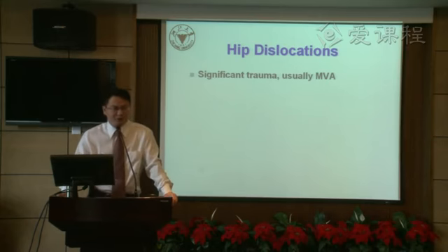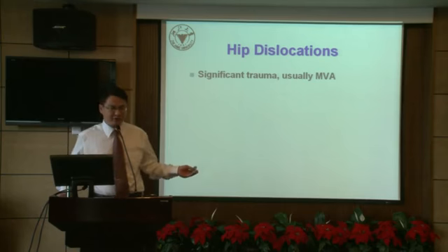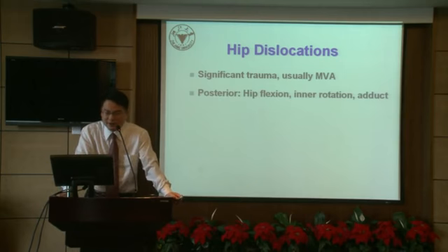Hip dislocations usually result from significant trauma, such as massive vehicle accidents. The posterior hip dislocations are the most common type of hip dislocation.